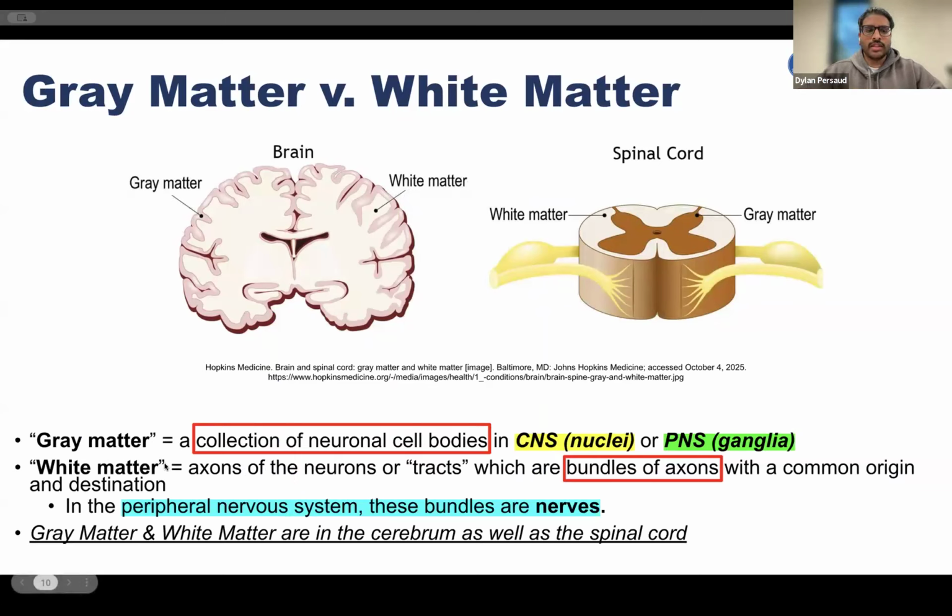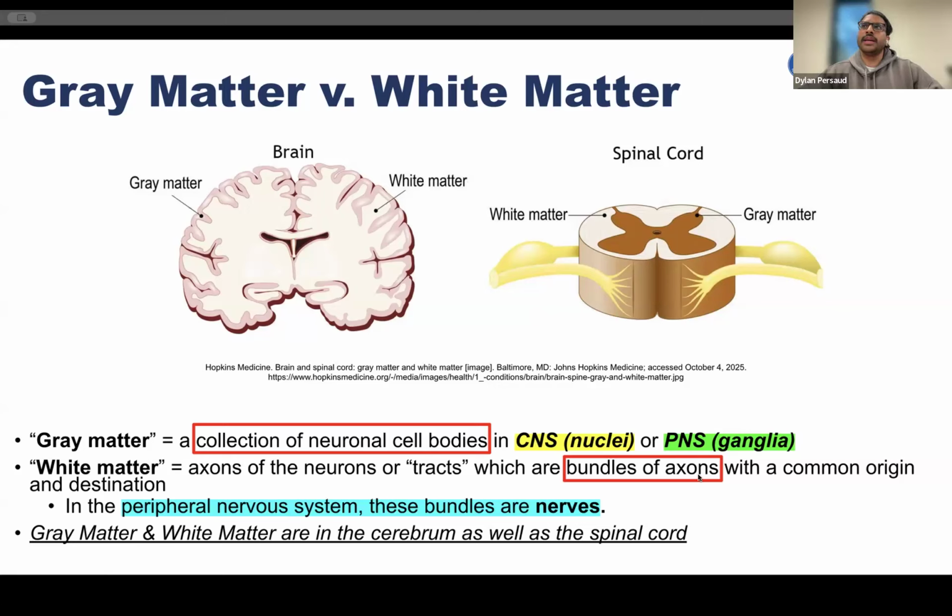So that white matter consists of the axons of our neurons. They can also be called tracts, T-R-A-C-T-S. So if you see that somewhere, you'll know that it's also white matter. Again, those are bundles of axons. Think of them like a bundle of wires transmitting an electrical signal from one place to another. So the white matter is our cables of axons, and they have a common origin and a common destination. So the tracts have a common function.